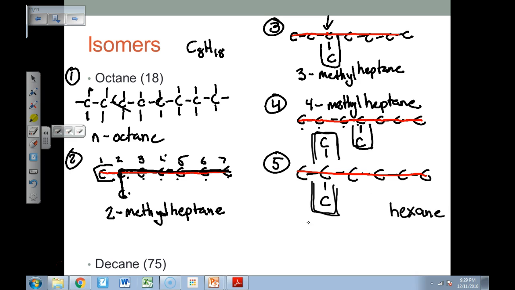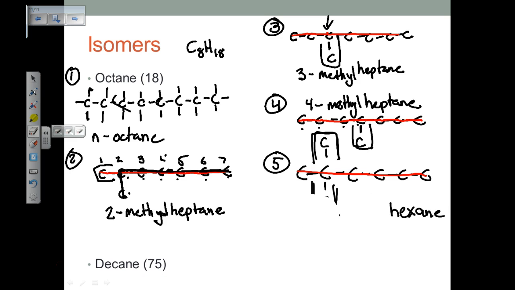So how many 1 carbon chains are there? There's 2 of them. So this is a dimethyl hexane, meaning 2 methyl groups, with hexane being 6 carbons. So we have 8 carbons. Our name implies 8 carbons.